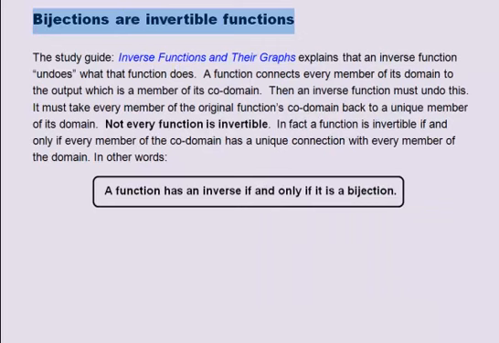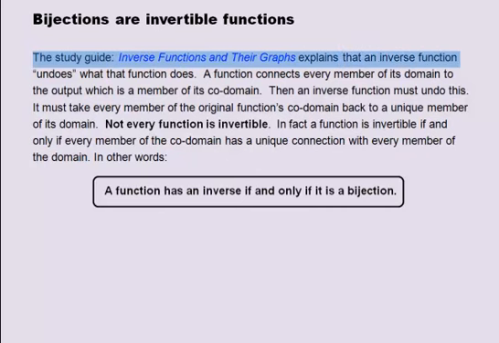Bijections are invertible functions. The study guide, Inverse Functions and Their Graphs, explains that an inverse function undoes what a function does. The function connects every member of its domain to an output, which is a member of its codomain. Then, an inverse function must undo this. It must take every member of the original function's codomain back to a unique member of its domain.